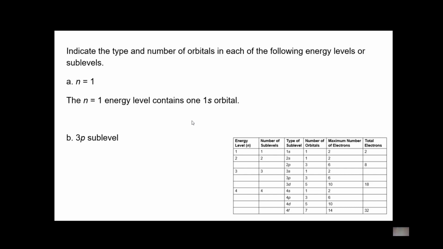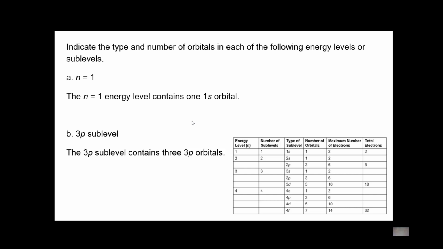Okay. Now the second one isn't an energy level, it is a sublevel. So it's now asking a question about a 3p sublevel. So indicate the type and number of orbitals in this sublevel, where we already know what type it is because the type is 3p. But how many orbitals does a 3p have? It has 3 p orbitals. So this is an example of trying to understand the terminology and how to break down these questions. Break it down little by little until you understand exactly what it's asking.